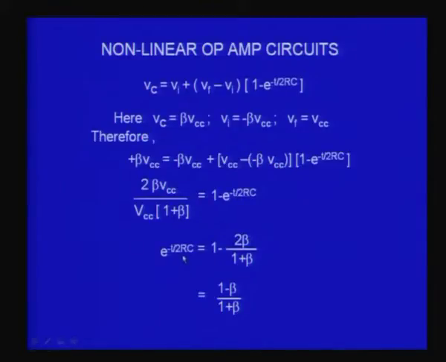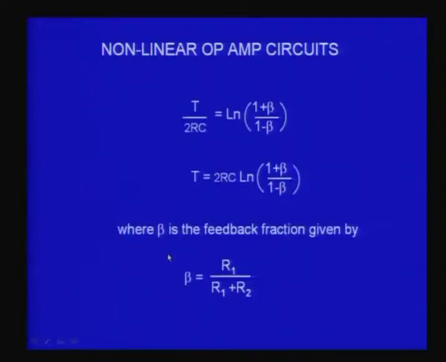Therefore, from this you can get e power minus t by 2 RC is equal to 1 minus beta by 1 plus beta, and if you remove the minus sign by inverting it, t by 2 RC will be the logarithm of 1 plus beta by 1 minus beta. This is a natural logarithm corresponding to e. So t by 2 RC is ln of 1 plus beta by 1 minus beta, and T is equal to 2 RC ln of 1 plus beta by 1 minus beta, where what is this beta?